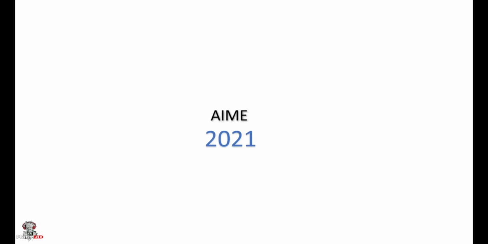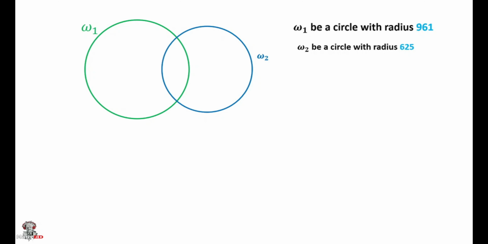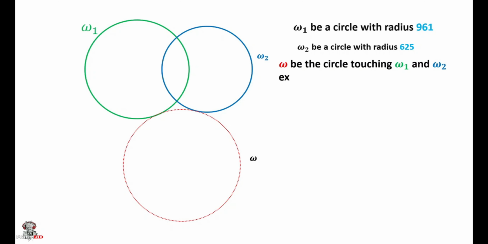In this particular video, I am going to show a very interesting geometric problem from AIME 2021. And here is the view of the problem. Now let omega 1 be a circle with radius 961 and omega 2 be a circle with radius 625, and let omega be a circle that touches both omega 1 and omega 2 externally.